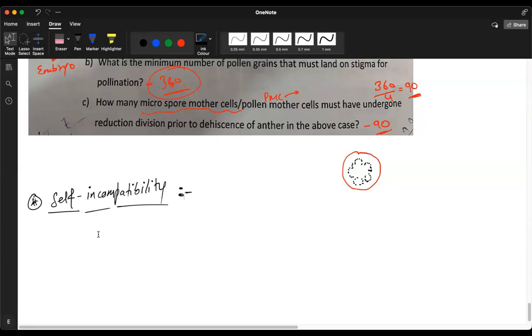So this is a question that has come in entrances from this part and also in boards. The question is, how can a plant avoid both autogamy and geitonogamy with some surety or with some confidence? So there you can say self-incompatibility. All plants do not have this. Let me tell you. All plants do not have this mechanism, but some species have evolved this mechanism.